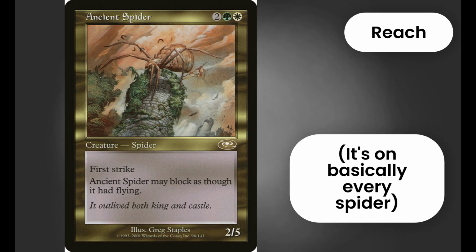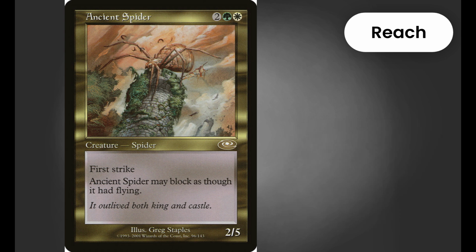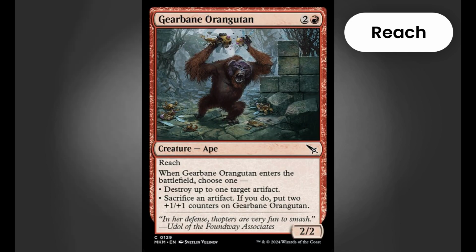Reach is another incredibly simple one, and was mentioned with flying since the only thing that Reach does is allow the creature to block creatures with flying. Since it doesn't have flying itself, it can still be blocked on the ground like a normal creature. Always check your opponent's creatures for Reach before attacking them with a flyer, or you will be in for quite the surprise.